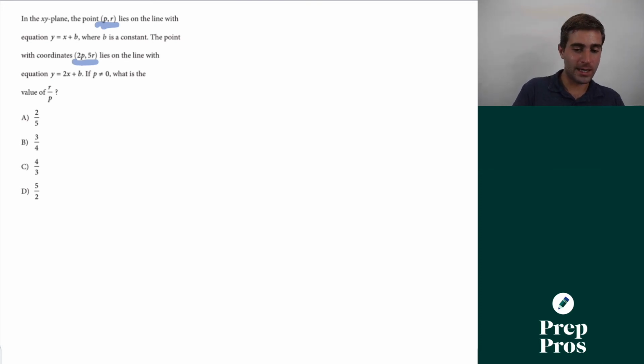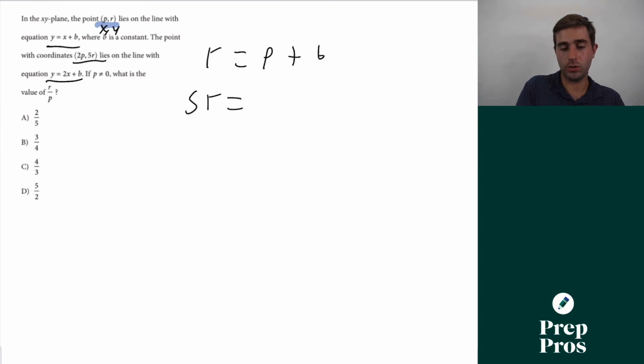But what I want to identify is, this is my x comma y and also my x comma y. So I can plug these into the equations. I can rewrite my first equation as r equals p plus b. And I can plug into my second equation by expressing this as 5r equals 2 times 2p, so it's going to be 4p plus b.